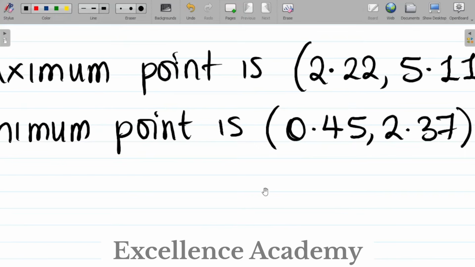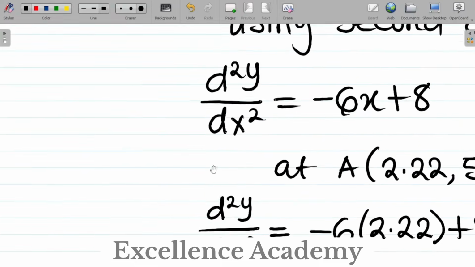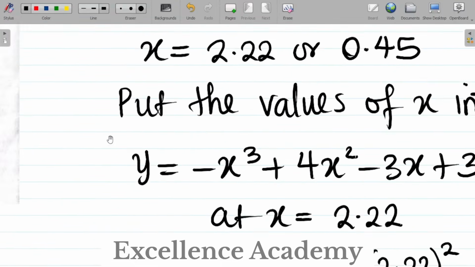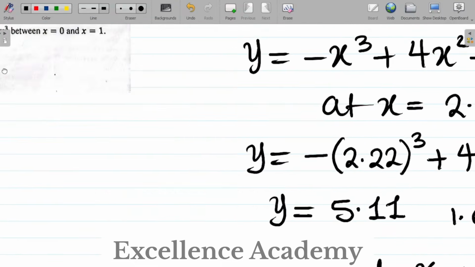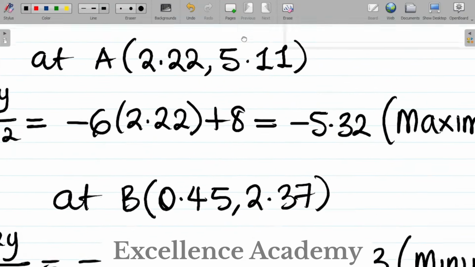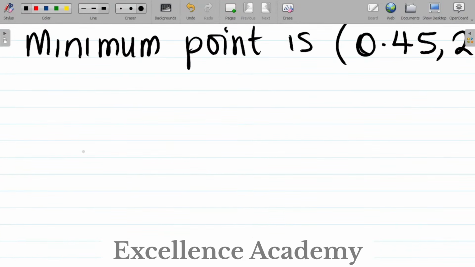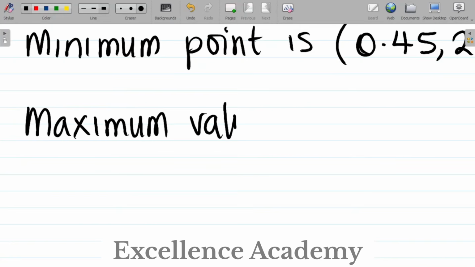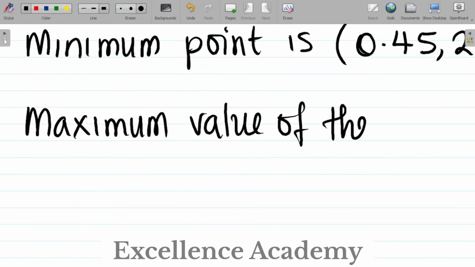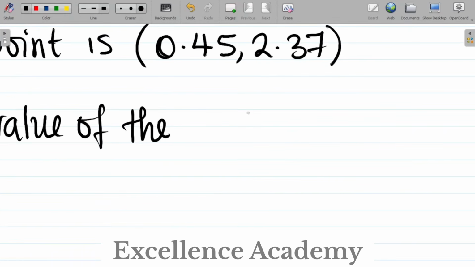They said we should also find the maximum and minimum values of the function. To get that, in fact, you've already gotten that. The maximum value of the function, let me write this better.